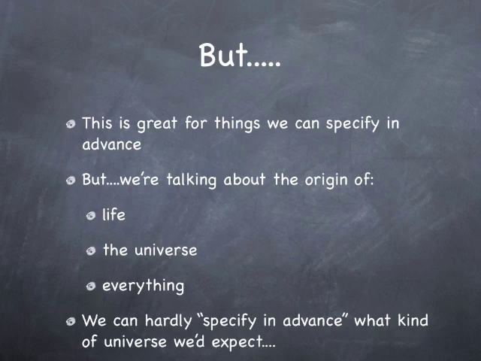I mean, Dembski wants to use this stuff for purposes of saying that the universe was intelligently designed or that life was intelligently designed. So we can hardly specify in advance what kind of universe we'd expect, right? First, we're not there before the universe was. We are definitely after the fact in terms of the origin of life and in terms of the origin of the universe, right? So we can't really use Peirce's idea unmodified as it is, right?